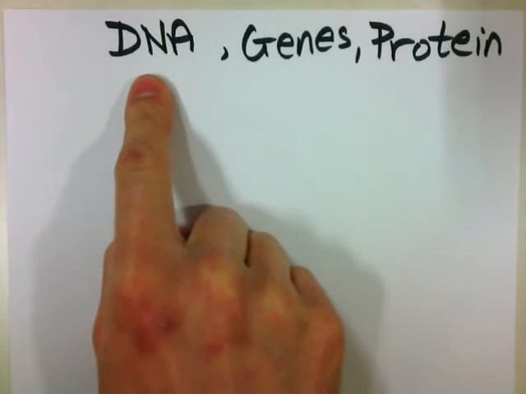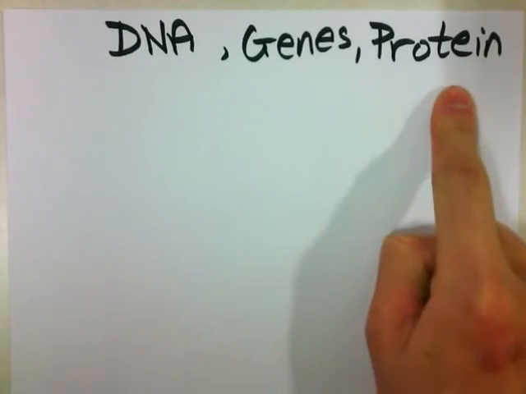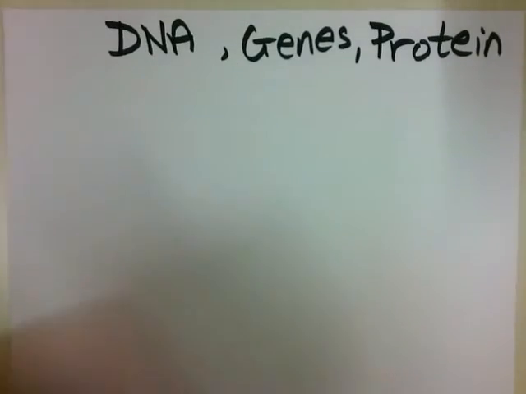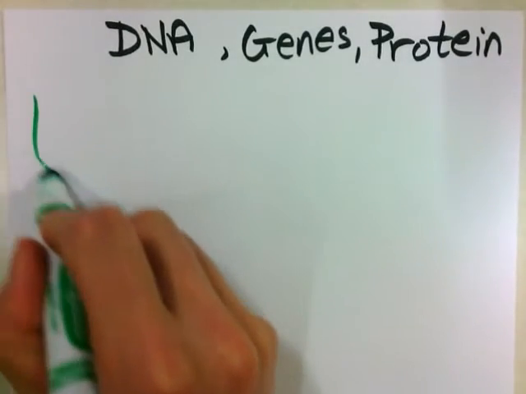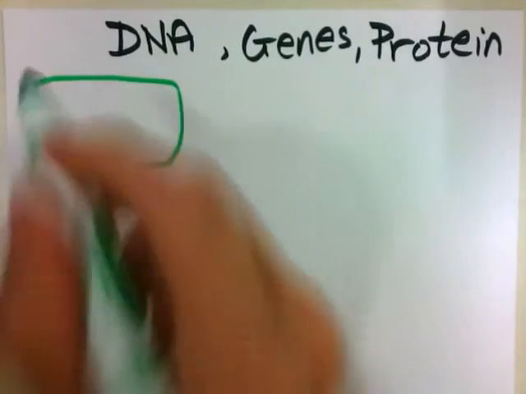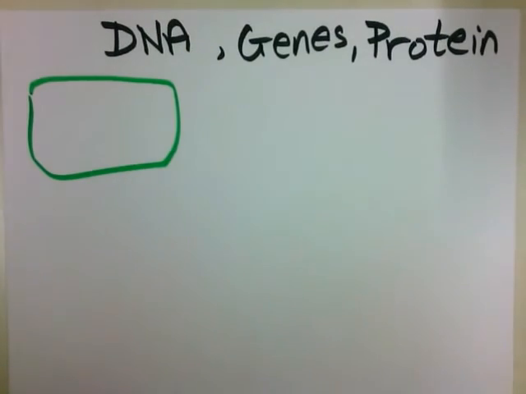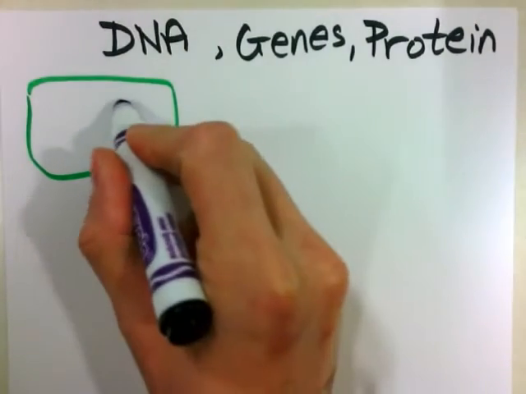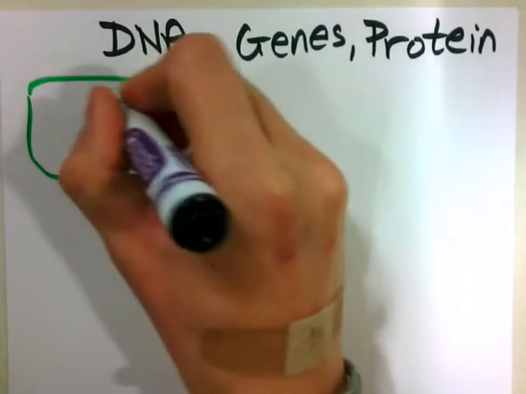Alright, we're going to talk about DNA, genes, and protein. Let's start off by drawing ourselves a plant cell. And inside this plant cell we have what we call a nucleus. It's very large.